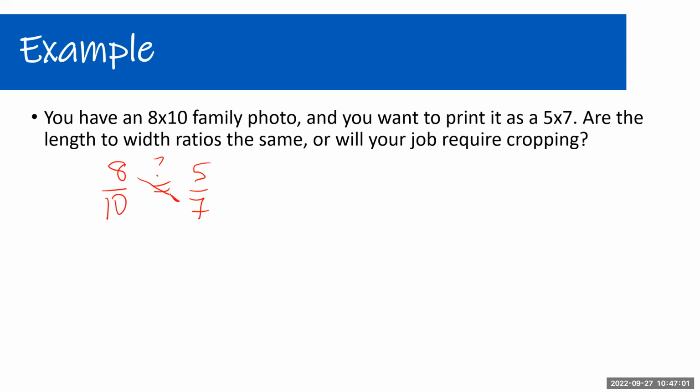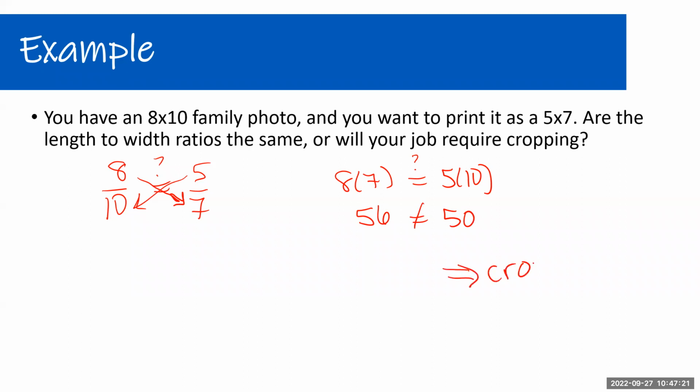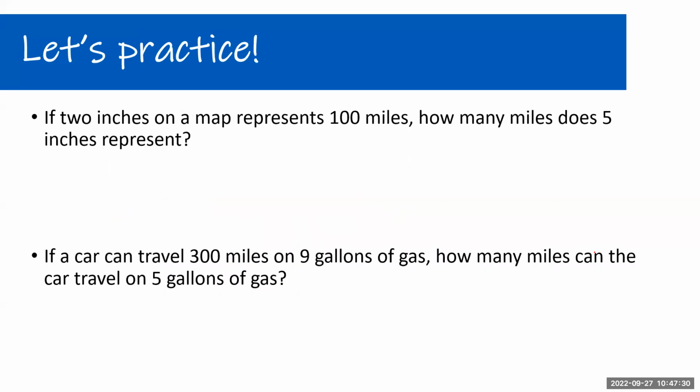Does 8 times 7 equal 5 times 10? Well, we know that 8 times 7 is 56, and we know that 5 times 10 is 50. 56 is not equal to 50. So that tells us we are going to need to crop. Okay, they're not equal ratios. I think I've overwritten a little bit here. Okay, this is a great place to pause and work some yourself.